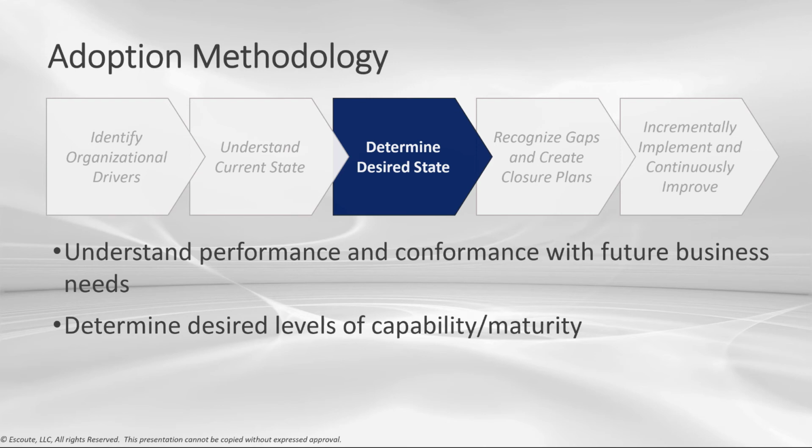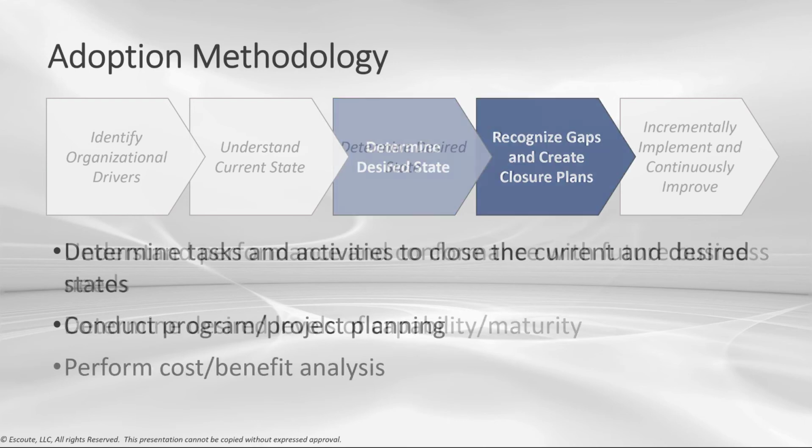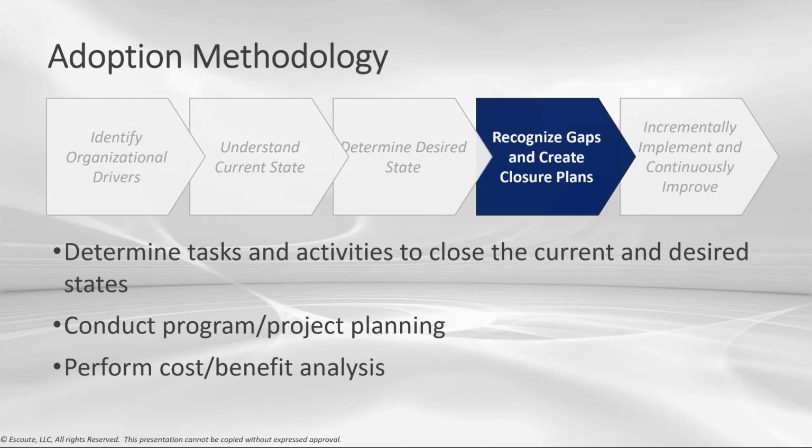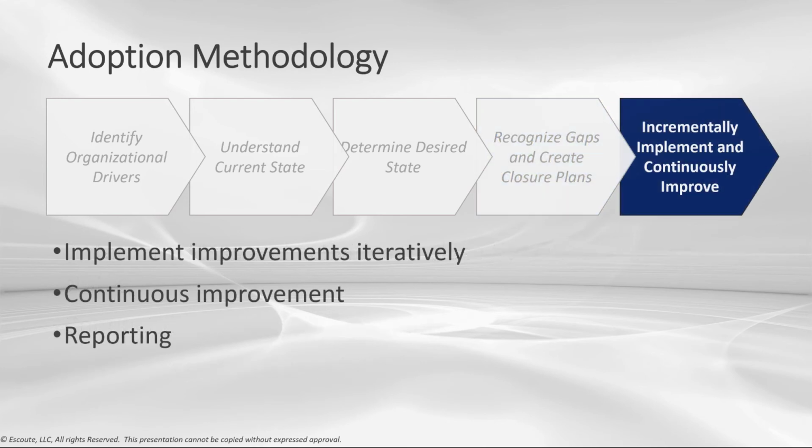This is pretty basic. Performance and conformance with business needs helps me determine what levels of maturity or capabilities I need to be at and determine the desired level. Of course, recognize those gaps, conduct any program project planning, put those projects together. Of course, a cost-benefit analysis is very important. And really the most important part of this implementation is make sure you're doing this on a continuous basis. This is an iterative process.